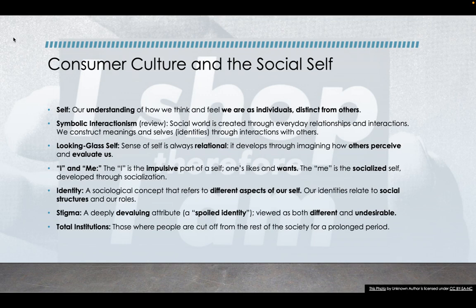Now, we also have Mead's work on I and me. The I is the impulsive part of a self. So these are the basic things that we like and we want. The me is sort of the other side of that coin. It's the socialized self. And so if you recall from last week, we learned about processes of socialization. So the me, our sense of identity, of who me is, is based off of socialization processes.